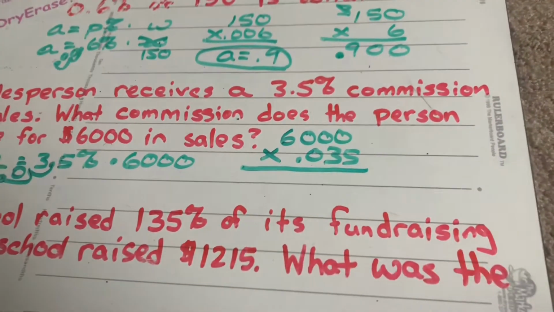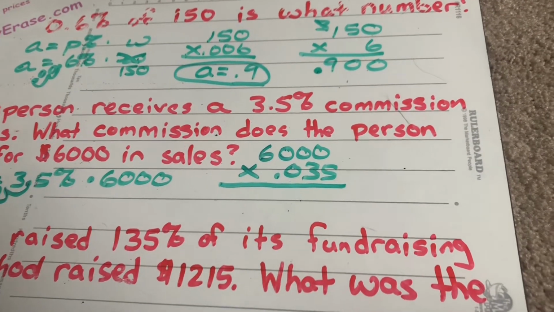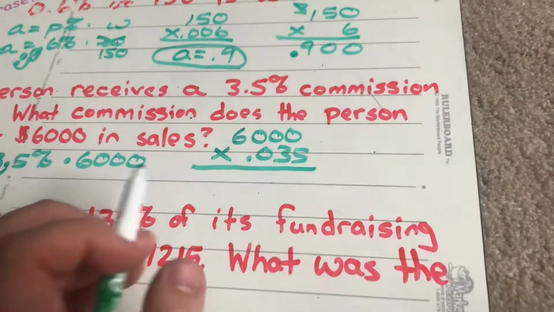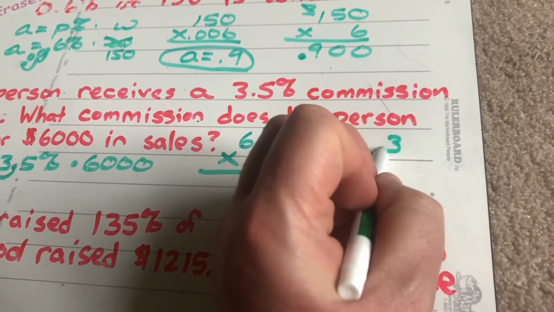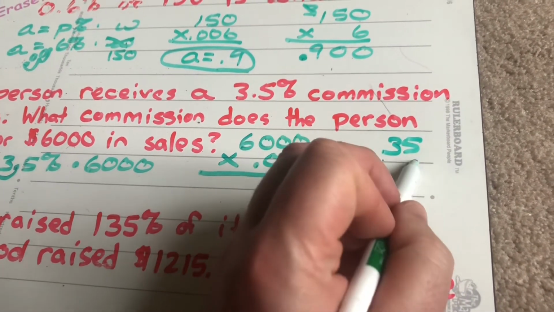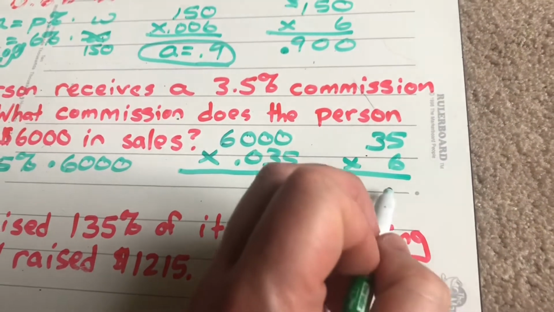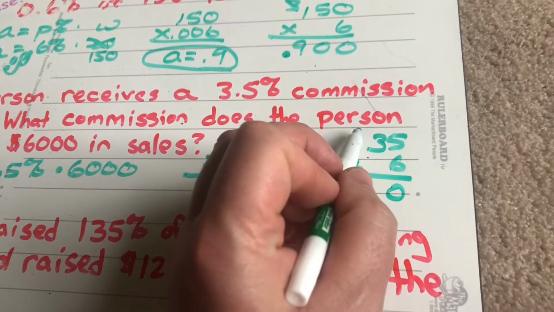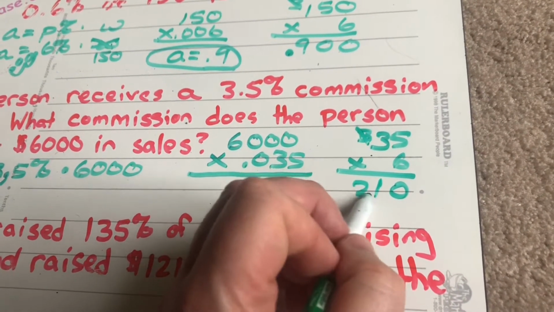6,000 times 0.035. I want to make this as simple as possible. The essential thing I have going on here is 35 times 6. That's really what's being multiplied together. 6 times 5 is 30. Put the 0 down, carry the 3. 6 times 3 is 18, plus 3 is 21.